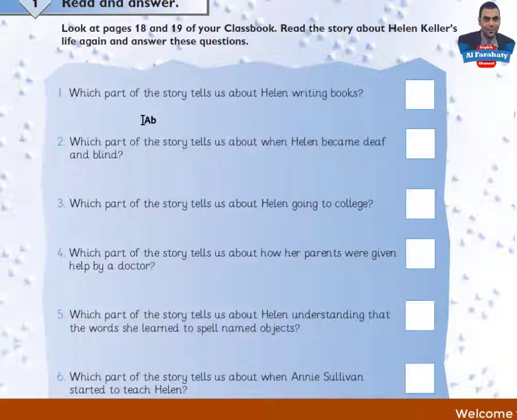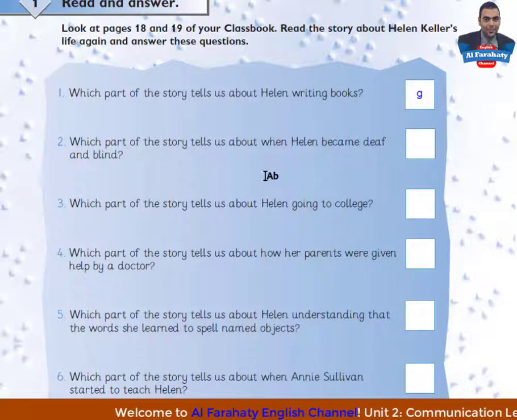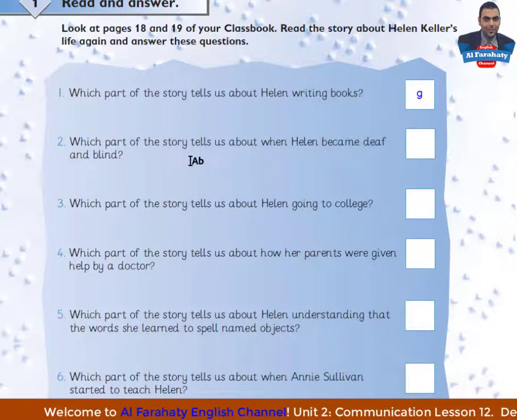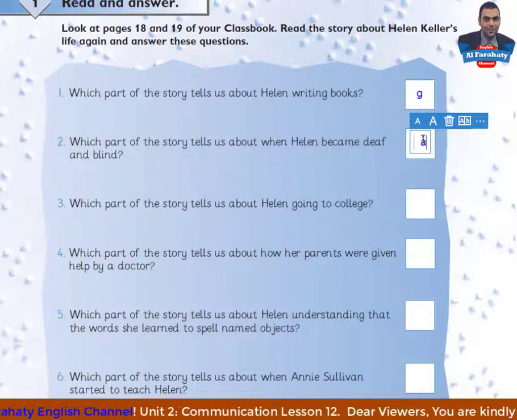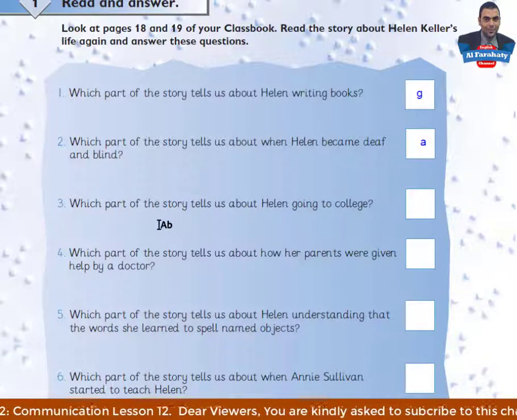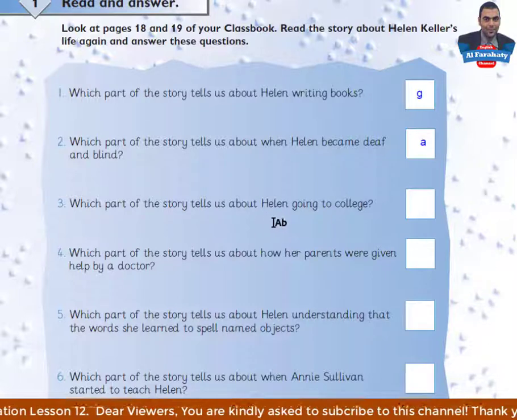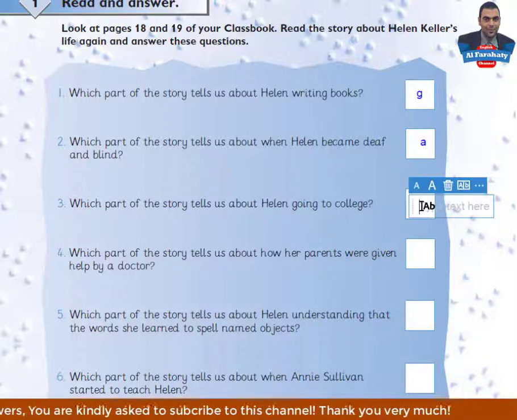1. Which part of the story tells us about Helen writing books? Yeah, excellent. G. Number 2. Which part of the story tells us about when Helen became deaf and blind? Yes, A. The first paragraph. 3. Which part of the story tells us about Helen going to college? Yes, F.